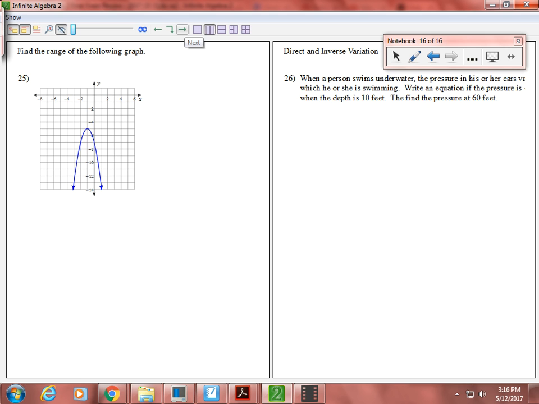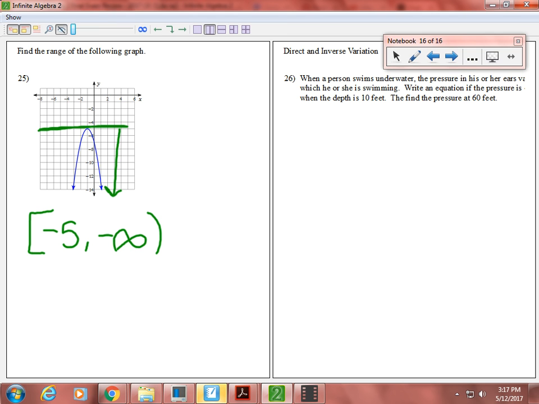25 wants you to find the range. The range is the y values. So it goes from here all the way down to infinity. At negative 5, it's there, and then it goes all the way to negative infinity. It stops exactly at negative 5, but infinity, we don't really know where that is. So it'd be something like that.